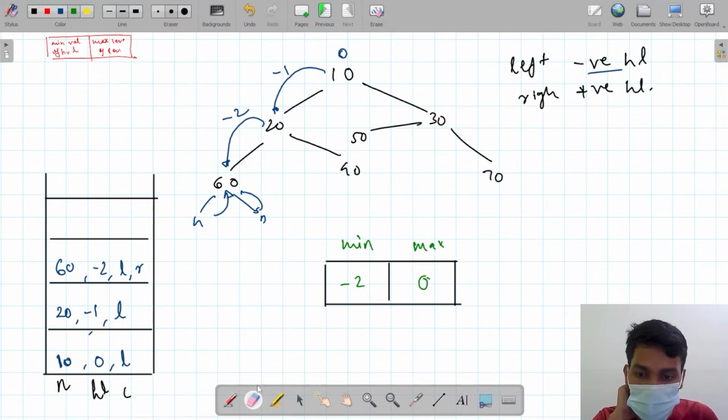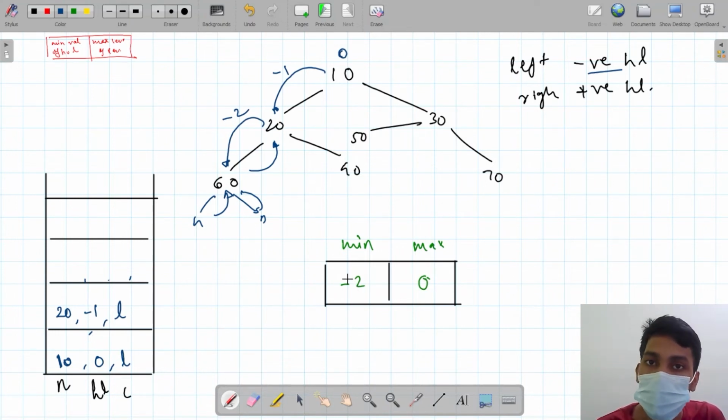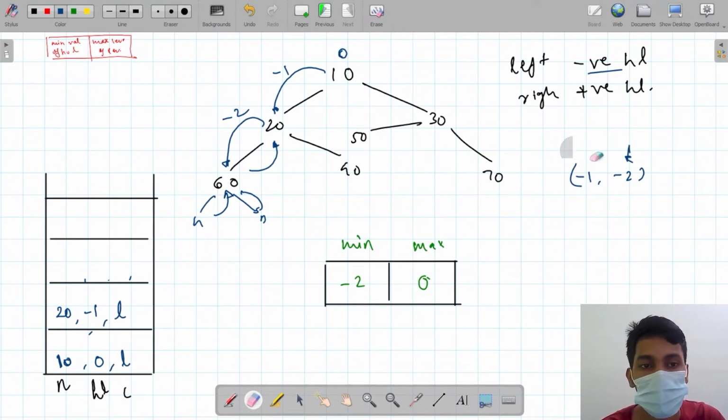Now after this, both the calls have been done for 60. Now what are we going to do? Now we are going to return here to 20. So when I reach 20, the horizontal level in this stack was -1, but my minimum was -2. So will my minimum update? No, because the minimum of -1 and -2 is going to be -2 only. Therefore it is not going to update anything.